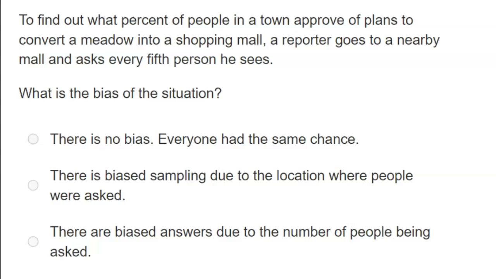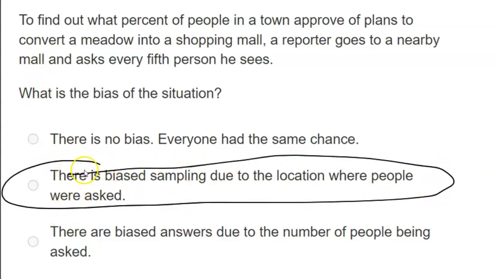So most likely they would say yes, because they obviously like shopping, hence why they're at a mall. So it said there is a bias sampling due to the location. He's not getting a full representation of that town. He's only getting a representation of people who already shop in the town.